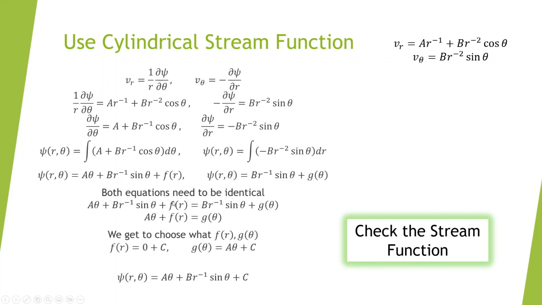So what I do is just set them equal to each other. You'll notice that some things cancel out, and I'm left with a theta plus f of r is equal to g of theta. So some function of r and some function of theta. And I get to choose what those are. So to make it match, I just said f of r is 0 plus some constant c. And then g of theta is just a theta plus c.